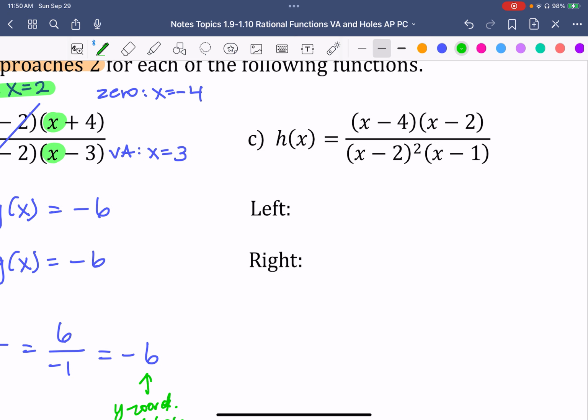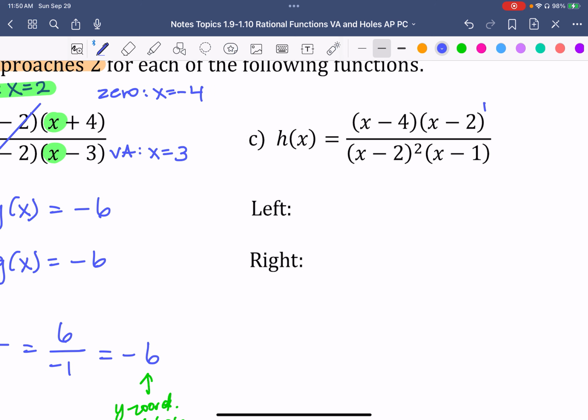All right, I see that I have x minus 2 in both the numerator and the denominator, but the one in the numerator has a power of 1. So if I analyze the exponents, I see that the degree is bigger in the denominator, so I know that this is going to be a vertical asymptote at x equals 2. I also have another vertical asymptote at x equals 1, and I have a 0 at x equals 4.